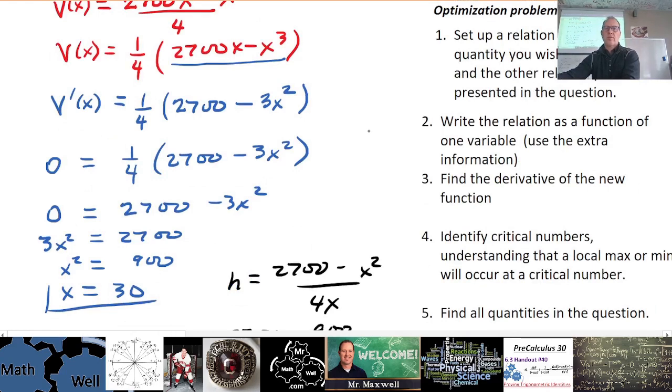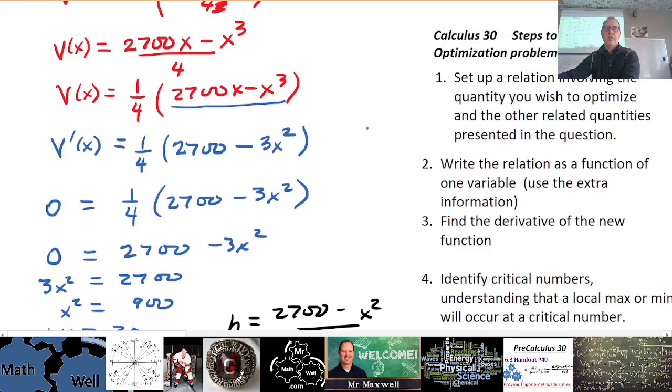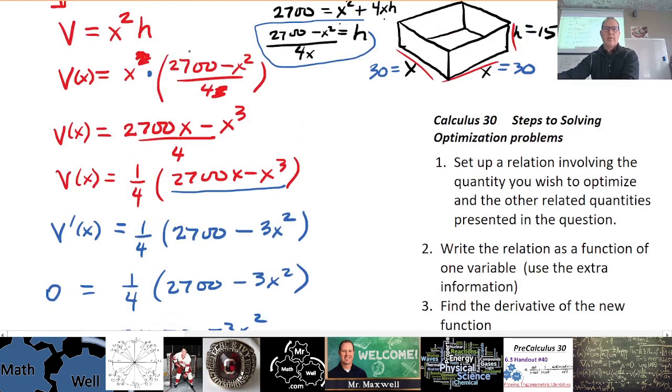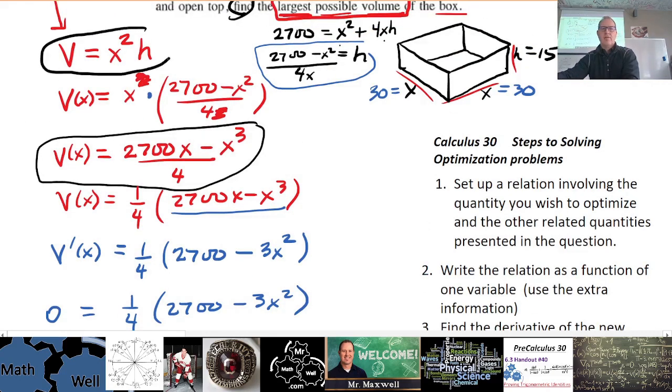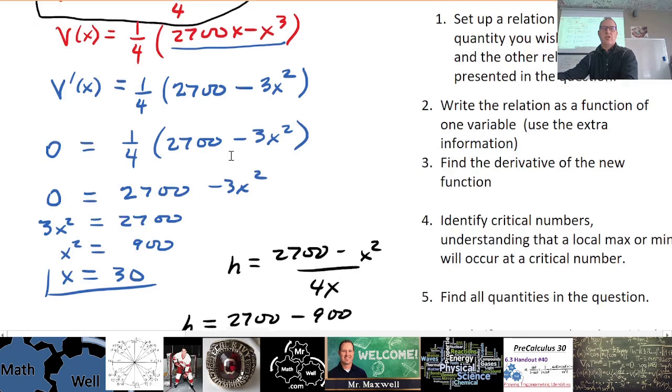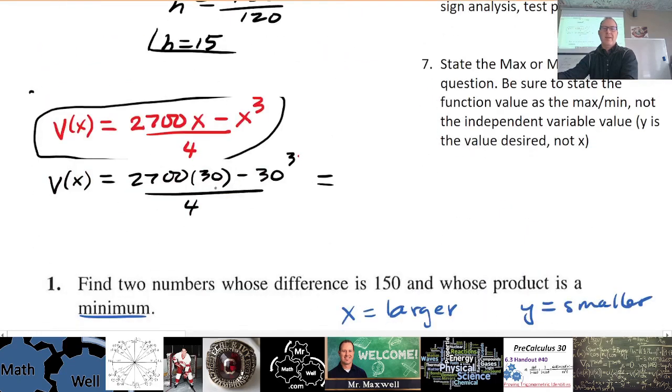So with these values, I want to go back now to one of my original volume equations. So you can pick any one. We have h, you could have used this one too. So x squared h, they'll both be the same. This one's maybe a little bit more complicated, but here we go. There's the other one too. So just 30 squared times 15 is your volume.